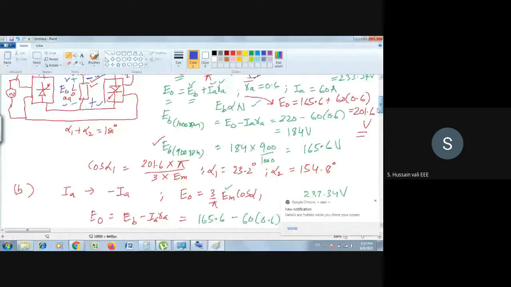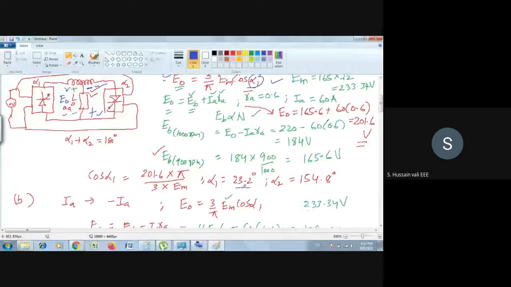And everything in the data is the same. So we'll simply write that for the first problem we got 25.2. Now this alpha 1 becomes alpha 2, whereas this alpha 2 becomes alpha 1. That's it. There is nothing else.